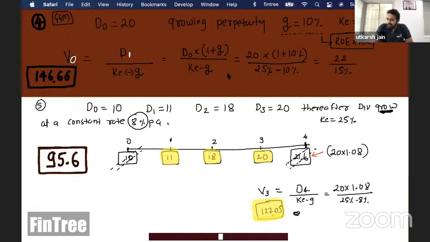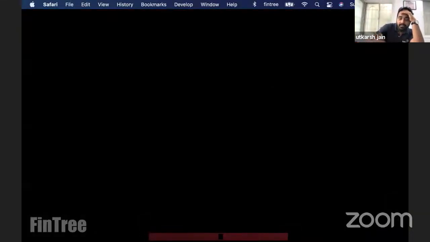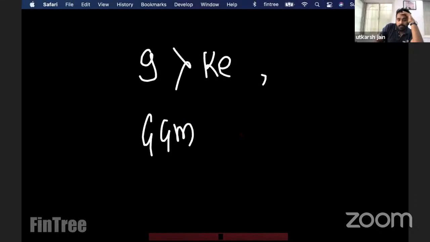If the growth rate is higher than the cost of equity, the GGM model cannot be used. Can you explain the reason? It's very simple. He's asking me, can you use GGM if the growth rate is higher than the cost of equity? The answer is you cannot use GGM. GGM cannot be used.